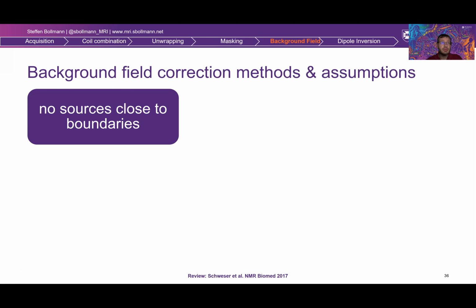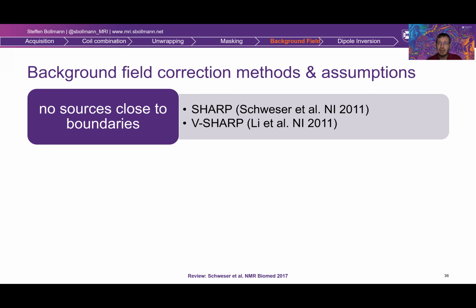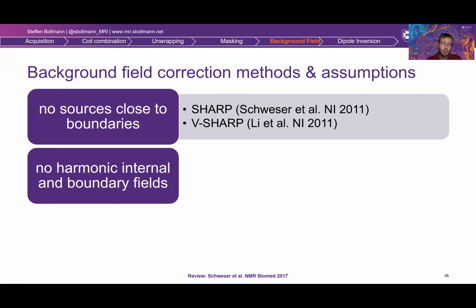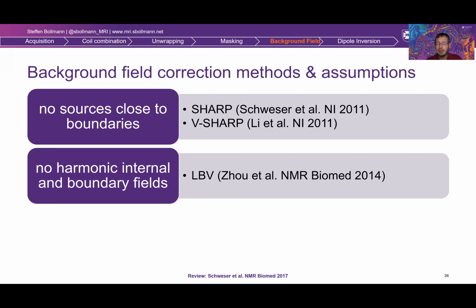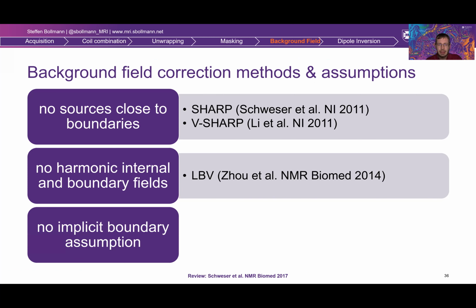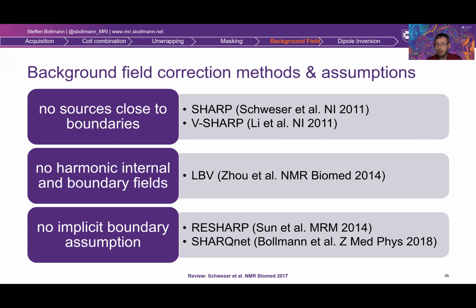To remove these fields, there are different assumptions that can be made and different methods. The first group is no sources close to boundaries. This is the assumption, and the two techniques there are SHARP and V-SHARP. Another assumption could be that we have no harmonic internal and boundary fields, and the technique there is LBV. The last category is that we have no implicit boundary assumption, and examples there are RESHARP or our recently introduced deep learning-based field correction, which is called SHARQnet.